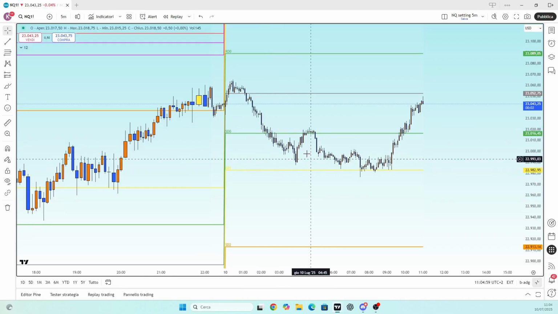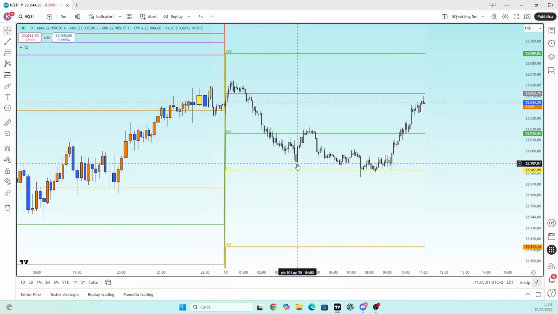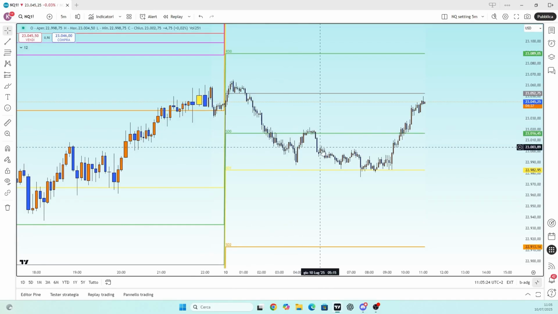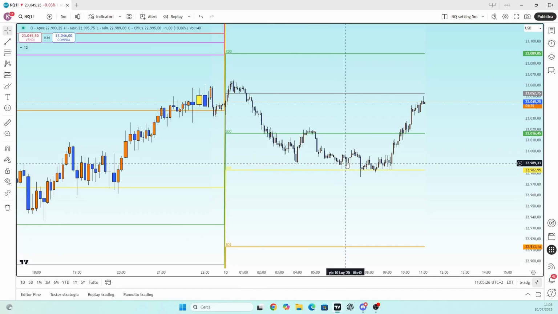in the SD1 area, even though here it didn't actually touch it, because we always have to remember that we're not chemists. So sometimes the level might be hit or sometimes missed by a few points, as probably happened in this case. The price still came back to test the resistance level, which in this case is SD0. It tried to break through, didn't succeed, and went back down again to retest the lower level.